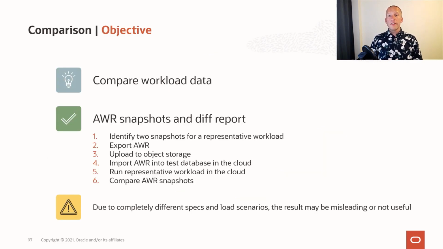First, the objective is to compare workload data, and we will use AWR snapshots and the diff report to do that. So the idea is that we set a snapshot in our source database, we run a representative workload and do another snapshot. We then export that AWR data and import it into our cloud database, where we can then run the same workload and then compare the snapshots.